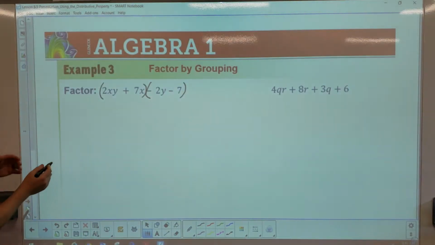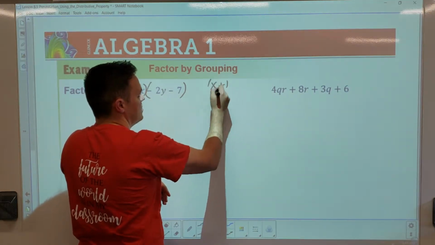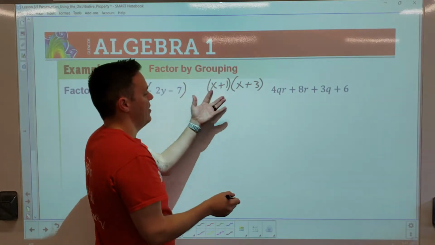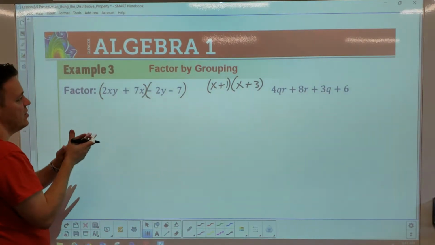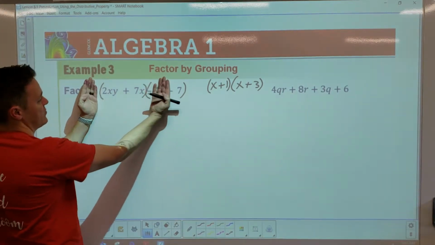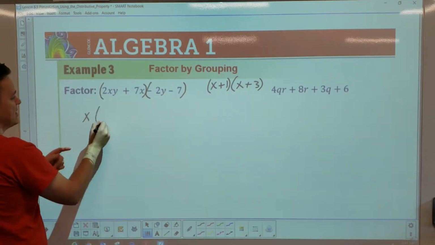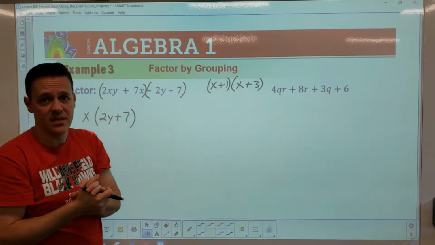If our goal is to get something like this, we know we're going to have brackets set up. So we're going to set these up. The question now is, what do these share in common? Well, this first term, they share an x. So if I factor out an x, I would get 2y plus 7. Everybody sees that.